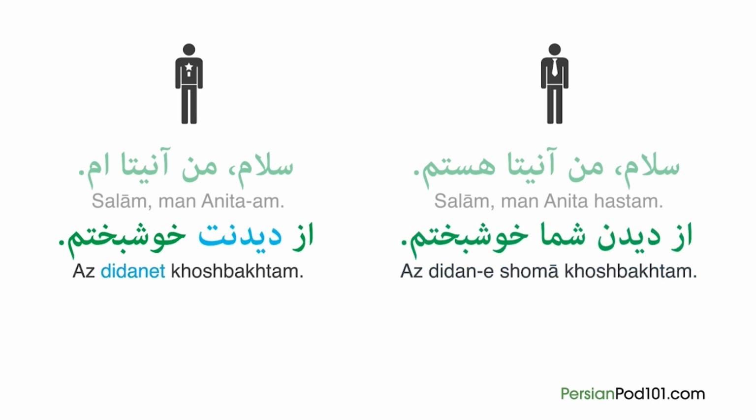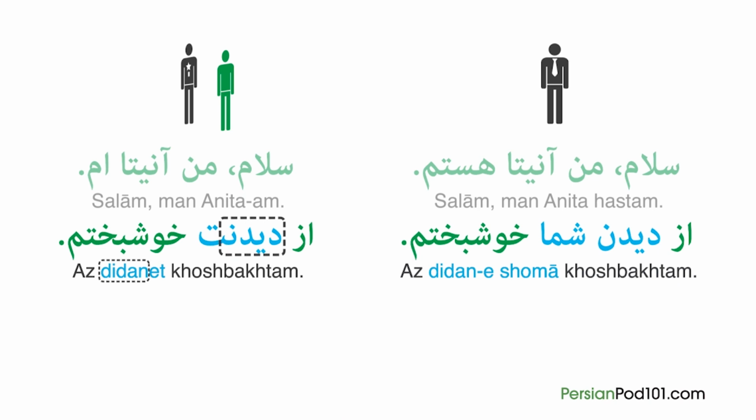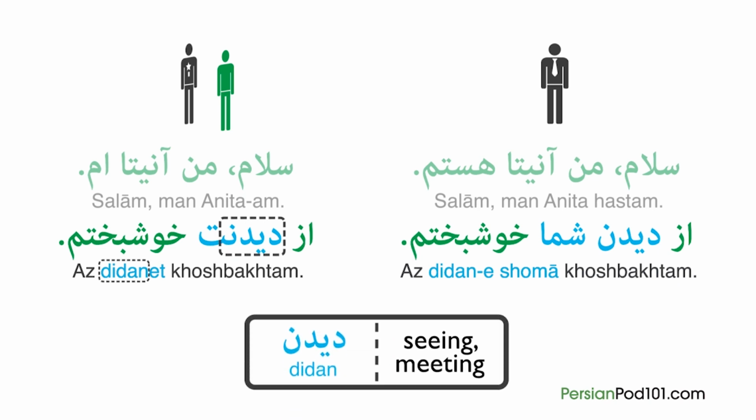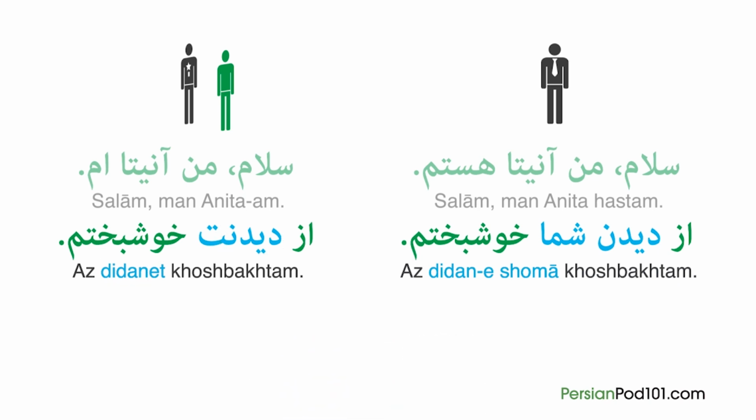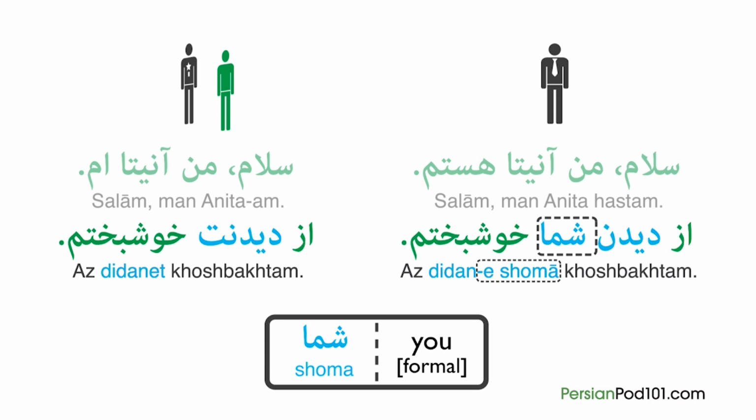Here, didanet and didan shoma are different. Didanet is used when speaking informally to only one person. It is formed by adding et, meaning your, to the end of didan, meaning seeing or meeting. In the formal version, instead of et, we add shoma. Shoma is the formal word for you and can be used whether you're speaking to one person or a group of people.